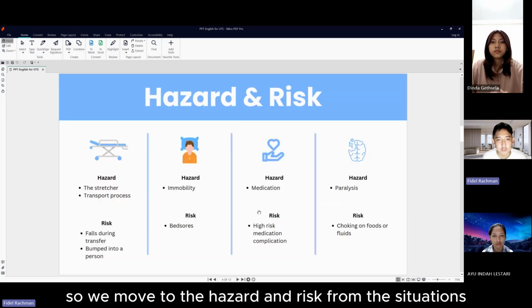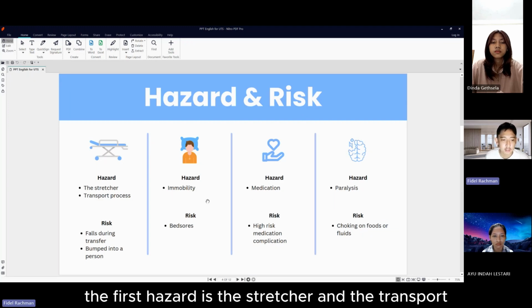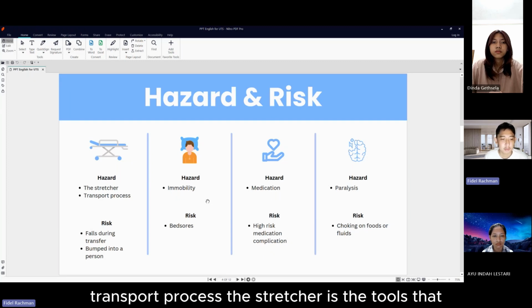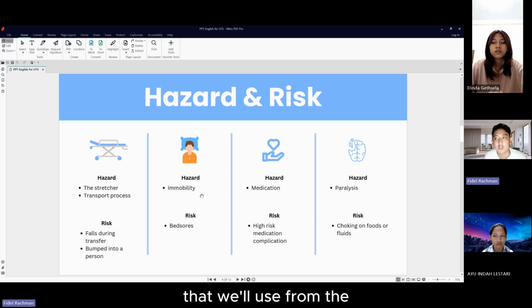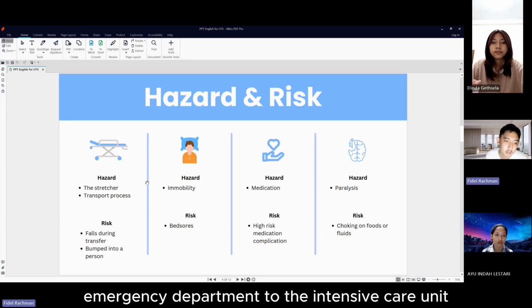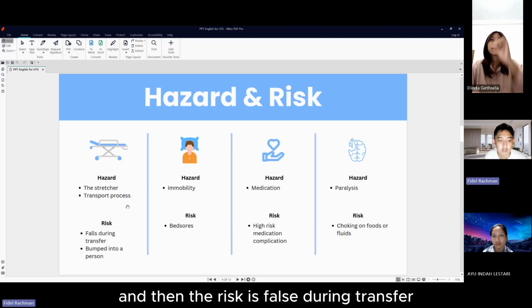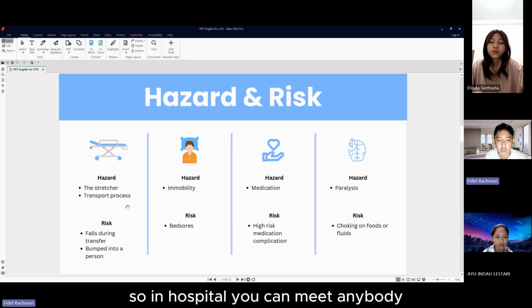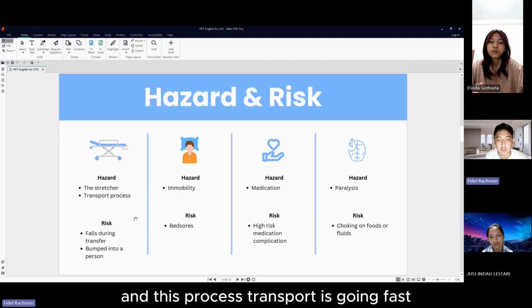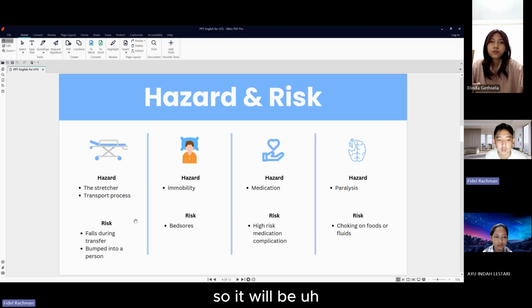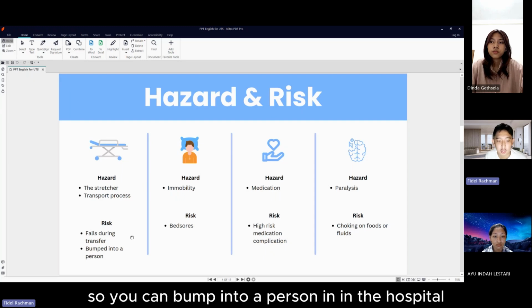So we move to the hazards and risks from the situation. The first hazard is the stretcher and the transport process. The stretcher is the tool that will be used to move the patient from the emergency department to the intensive care unit, and the risk is falls during transfer and bumping into a person. In a hospital you can meet anybody, and the transport process is going fast, so it is important to move the patient fast, and you can bump into a person in the hospital.